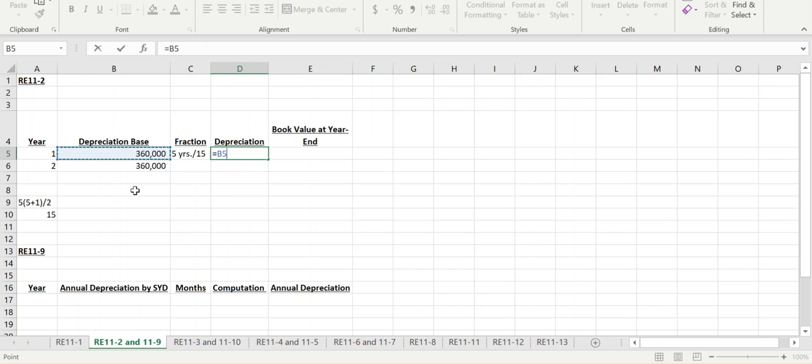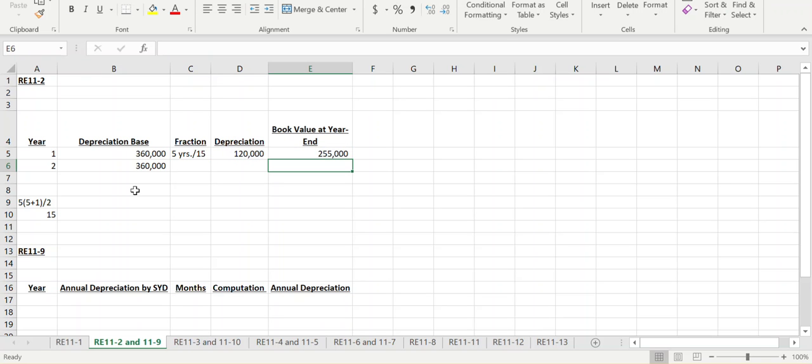So for our depreciation, we take our depreciation base times our fraction. We would record $120,000 in depreciation expense for that year one. So our book value at the end of the first year: initial cost of $375,000 minus how much we've accumulated in depreciation expense. So we've only accumulated 1 year's worth. So we would have an ending book value for that year of $255,000.